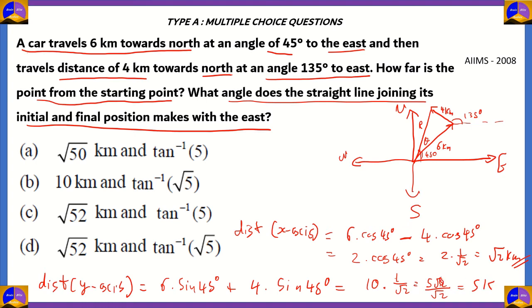If you look at it correctly, it's 5 times 2 divided by root 2. So therefore, that is 5 root 2 kilometers. So the distance along the y-axis is 5 root 2 kilometers.